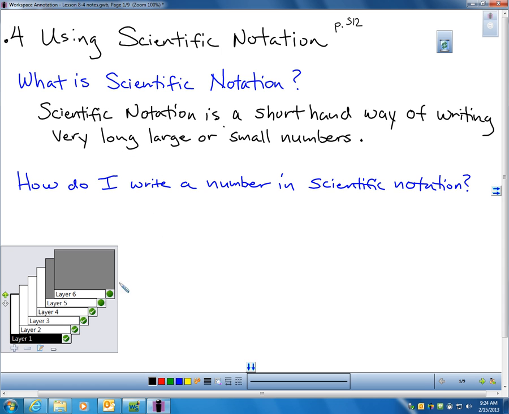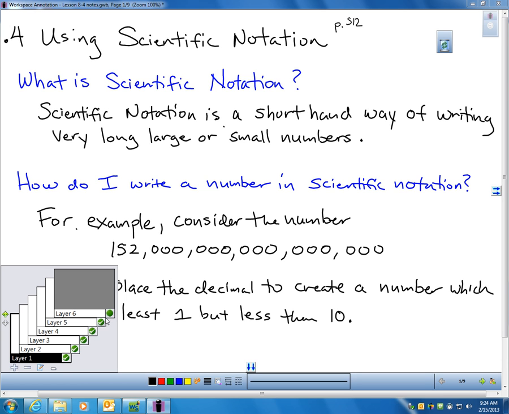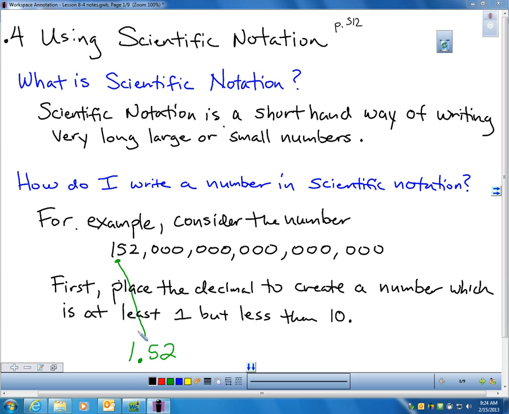So what do you do to write a number in scientific notation? It's an easy three-step process. Let's take this number, 152 quadrillion. If I want to write this number in scientific notation, which would be a heck of a lot easier than writing this out as a decimal, here's the three-step process. First, you place a decimal to create a number which is at least 1 but less than 10. In other words, take a decimal and put it between the 1 and the 5. That will create a number between 1 and 10.